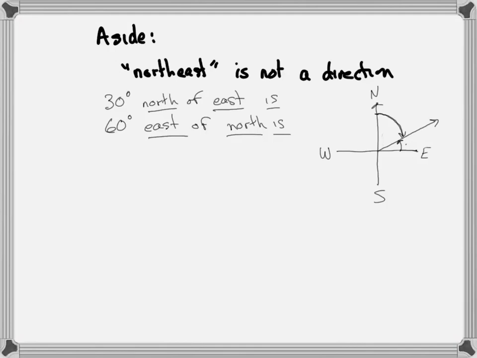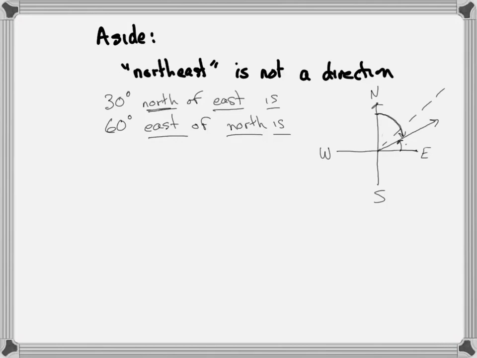But saying 30 degrees northeast, I don't know what that means. Is 30 degrees northeast 30 degrees north of east? Is it east of north? Or is it 30 degrees from the 45 bisector? I don't know what 30 degrees northeast is. I don't know what northeast is. It's anywhere in that quadrant.